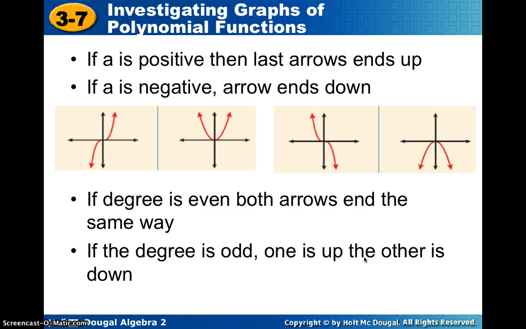So let's say that one more time. If a is positive, then the last arrow ends up. So the arrow on the right goes up. And here, the arrow on the right goes up. If a is negative, then the arrow ends down. So here, to the right, it comes down, and to the right, it comes down. If the degree is even, both arrows end the same way. So here, both arrows go up, it's even. Both arrows go down, it's even. If it's odd, one is up and the other is down. So here we have one going up and one going down, or here, one going up and one going down.